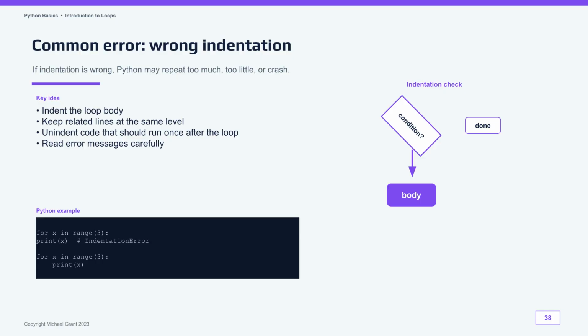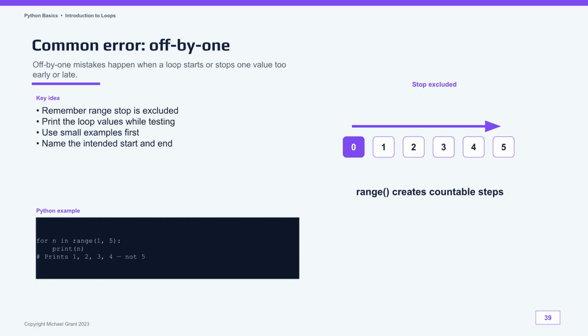Watch out for indentation errors. Python uses whitespace to define scope. If a line is indented incorrectly, it might execute when it shouldn't, lead to logic errors, or trigger a crash. Another common pitfall is the off by 1 error. Since Python's range function excludes the stop value, it is easy to assume a loop goes one step further than it actually does. Always test with small values to verify your count.